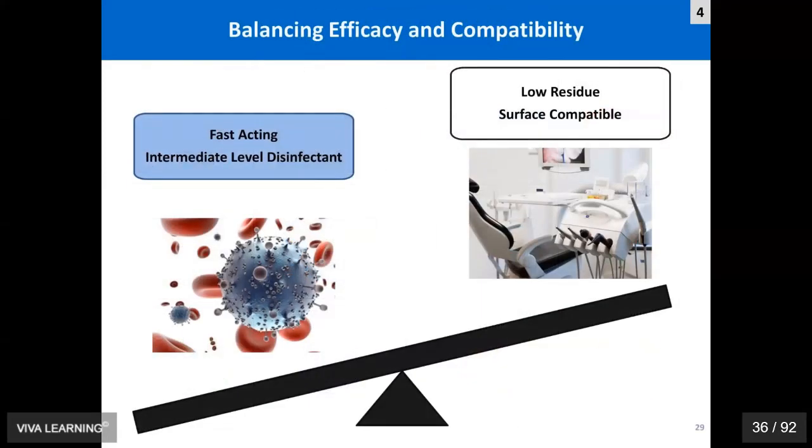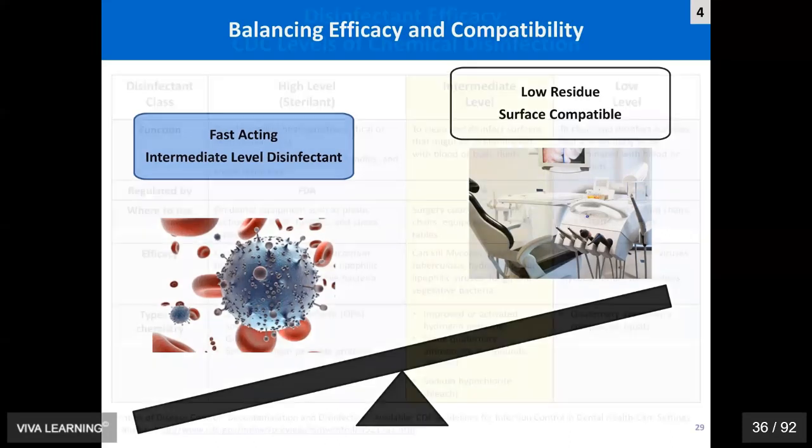So you're always balancing these things. You want it to be fast acting. You want it to be an intermediate level if you're doing these clinical contact surfaces. Clinical contact surfaces being things you actually touch with dirty hands, like grabbing a 3-way syringe, grabbing a light handle. But you also want it to be low residue. You want it to be surface compatible.